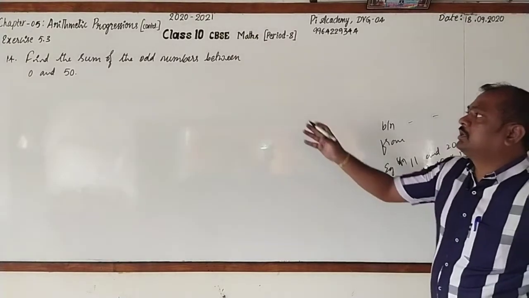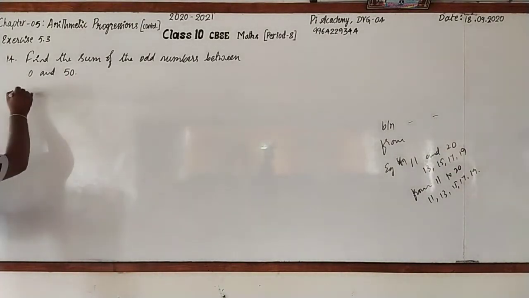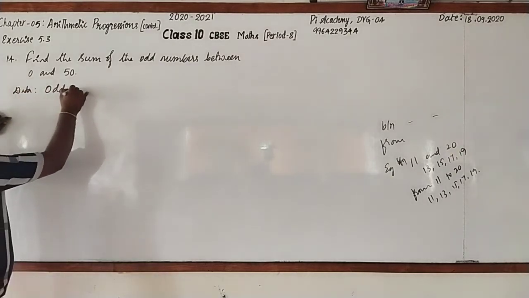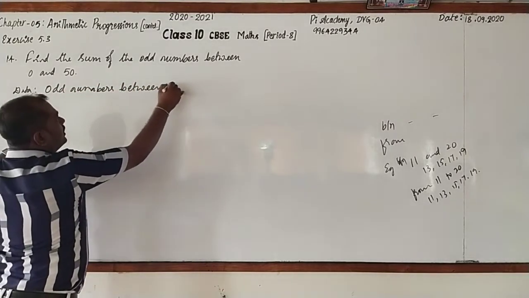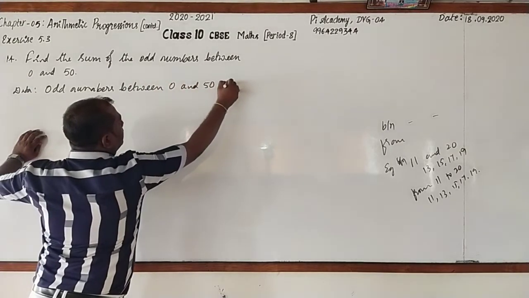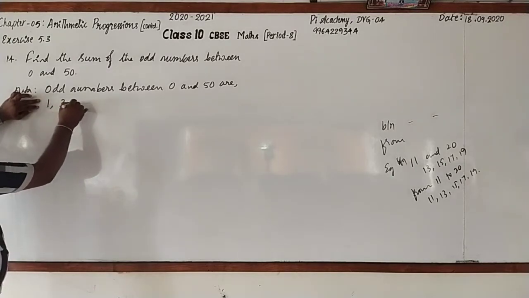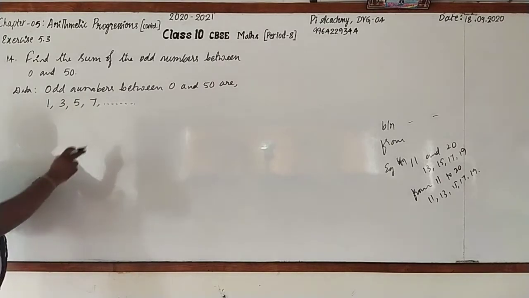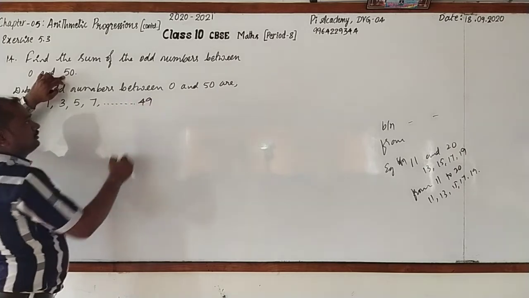Clear? Similarly, here observe. Between 0 and 50, there are many. Let us go for writing them. Yes, you can also write with me. Odd numbers between 0 and 50 are, what are those? 1, 3, 5, 7. Odd numbers are the numbers which are not divisible by 2. And so on. Which is the last odd number? Here 50 is even, the previous number is 49.